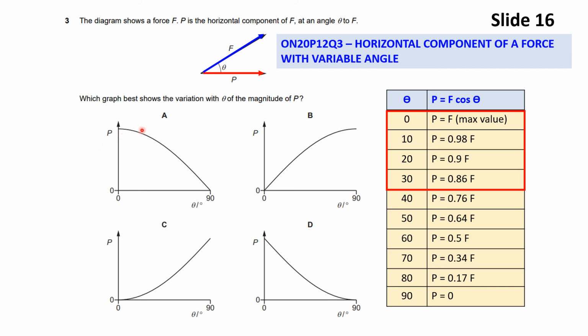So here in option A the curve is pretty steady. This one here is a drop, so it does not show the steady variation of P with the increment of the angle. So the correct answer for this question is option A.